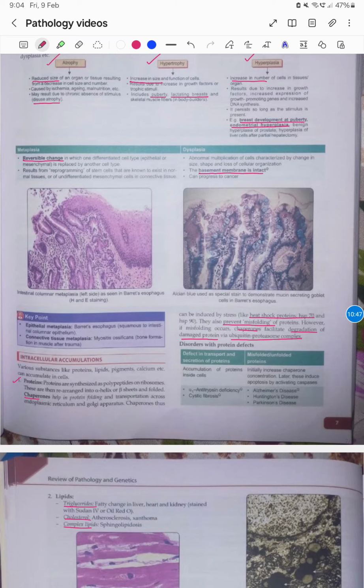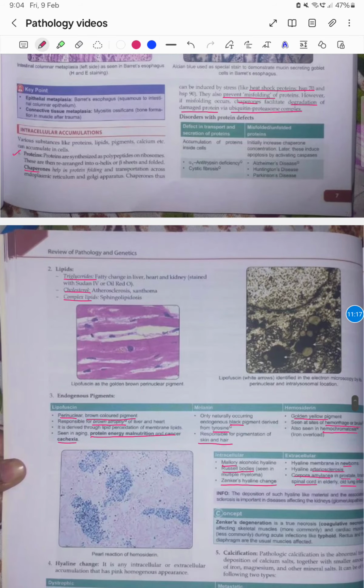It results from reprogramming of the stem cells that are known to exist in normal tissues, or of undifferentiated mesenchymal cells in the connective tissue. Now in dysplasia, one parent cell remains unchanged, but due to its multiplication another type of cell, of different size and shape with loss of cellular organization, is formed. The basement membrane remains intact.